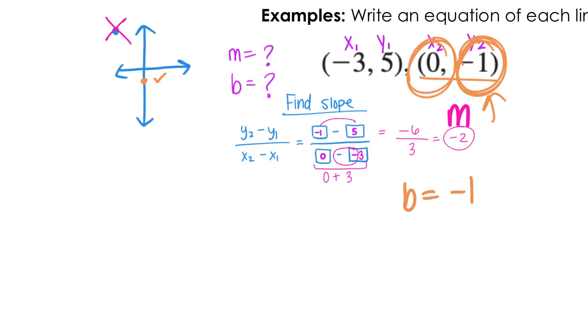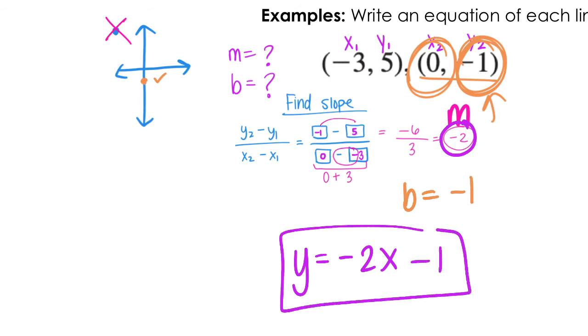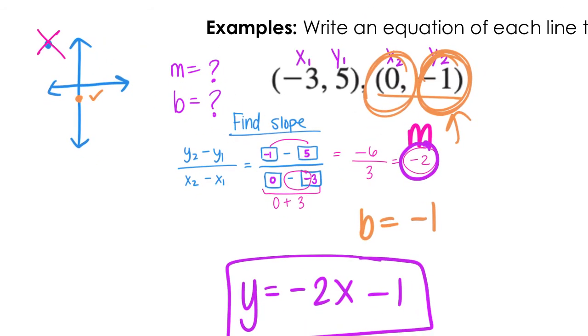And then we can go ahead and put these 2 things together to make our equation. So we're going to have y equals, the slope is -2, so let's put -2x, and then y-intercept is -1, so -1. So that's how you do that. You just find the slope using your slope formula, and then your y-intercept is going to be the point that has the 0 in that first position. It's got to be in that x position there. It's just going to be whatever number's over here. That's going to be your y-intercept.